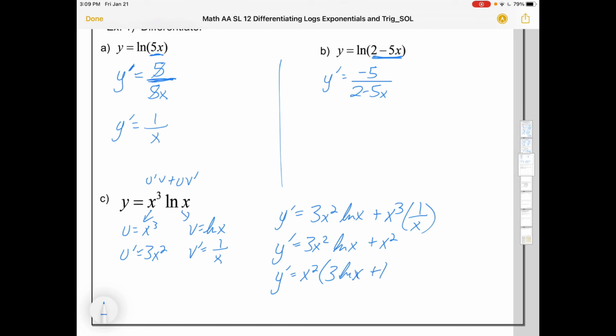This isn't the greatest way to write this, though. It's kind of unclear whether that plus 1 applies to the logarithm. So often you'd see this written with the 1 first, 1 plus 3 ln x. The order doesn't matter for addition. Or if you wanted to be really clear that it's only the x that is being, quote, logged, put some brackets around it.